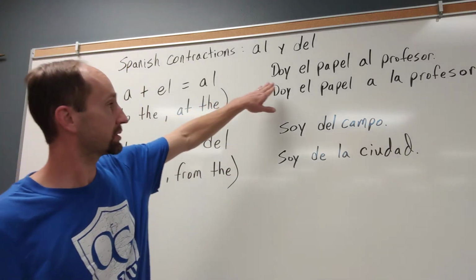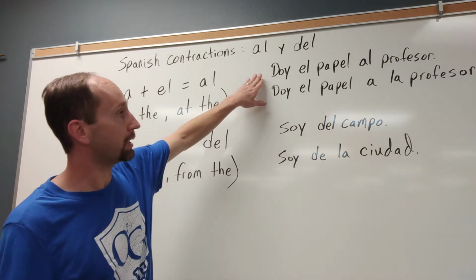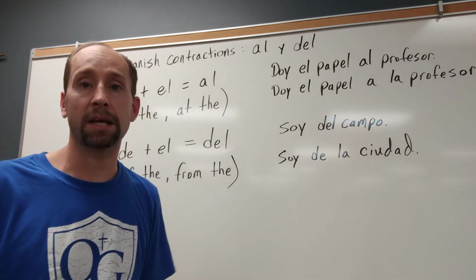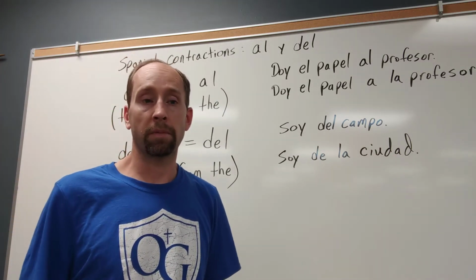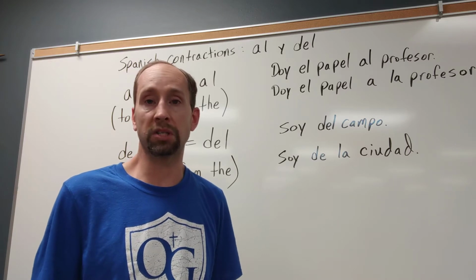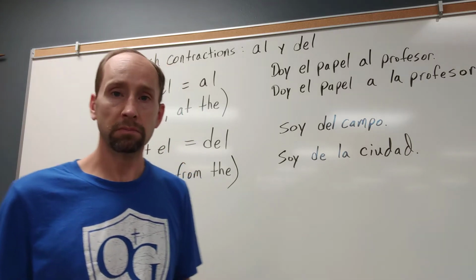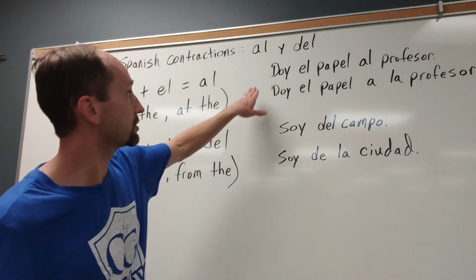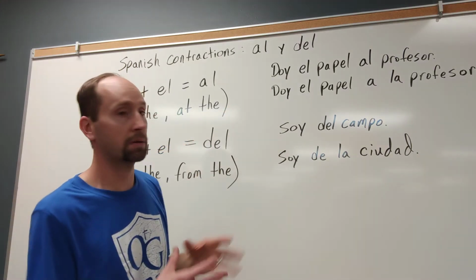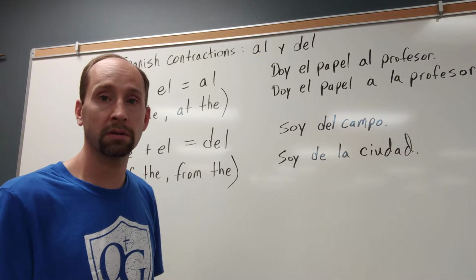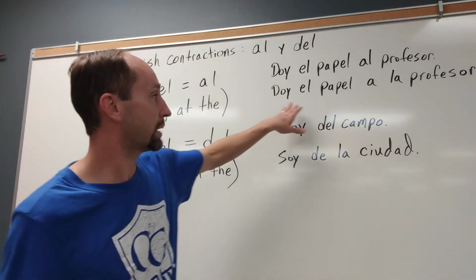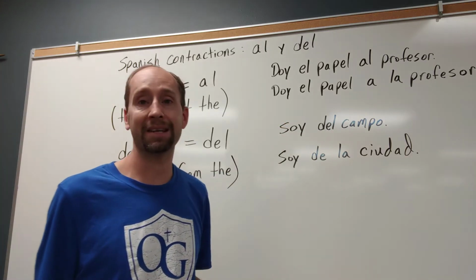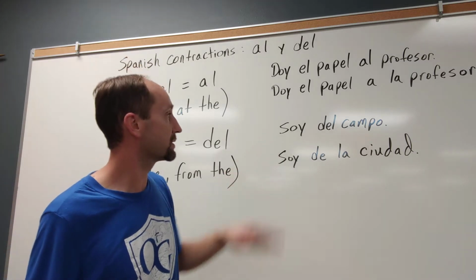All right, let's take a look at a couple examples of how these can be used in sentences. Doy el papel al profesor. Doy el papel a la profesora. In English, that would translate as I give the paper to the teacher. There's no indication of gender in English with teacher, but in Spanish, profesor, profesora, there is an indication of gender because I've got the el and the la in front of it as well. And so, doy el papel al profesor. I give the paper to the teacher. A plus el, I make the contraction al. In this example, I don't make the contraction. Doy el papel a la profesora. I've got a and la. That does not contract.